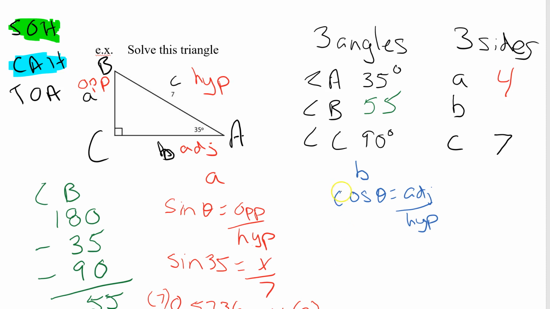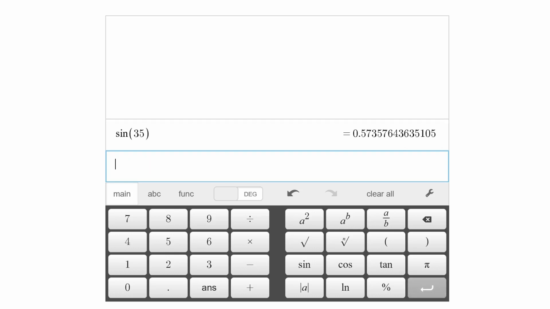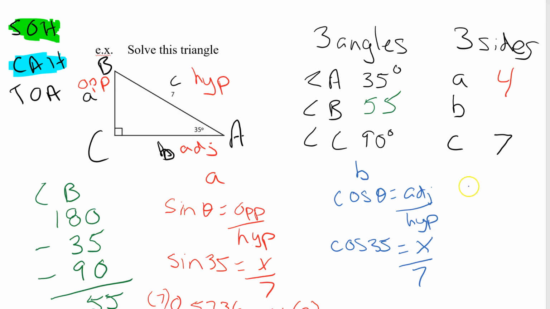I'm going to plug in what I know. Well, I know the angle is 35. My adjacent I don't know. I'm going to leave that as an x over 7. Okay, so I do the math that I can do, which is cos of 35. I'm going to go back to Desmos. I'm going to clear it, and I'm going to write in the function of cos, and the angle is 35. And here my answer is 0.8191. And then I'm going to round that to a 2 because we have a 5 as the next digit. So 0.8192 is what I'm going to use. I write that out. 0.8192 equals x over 7.